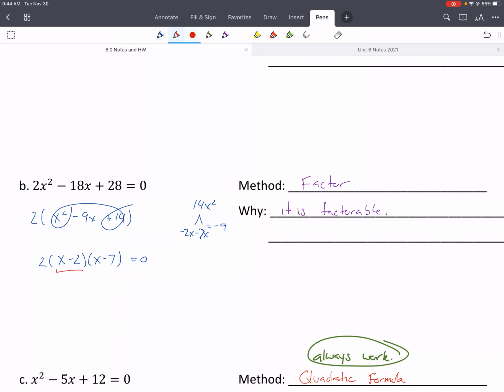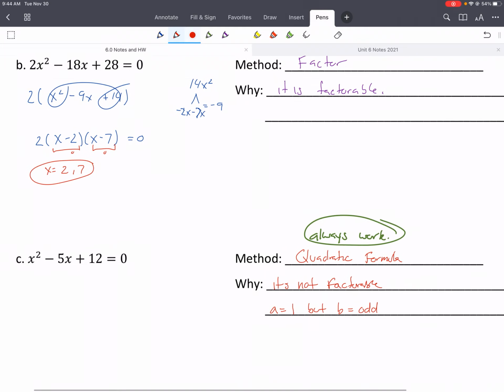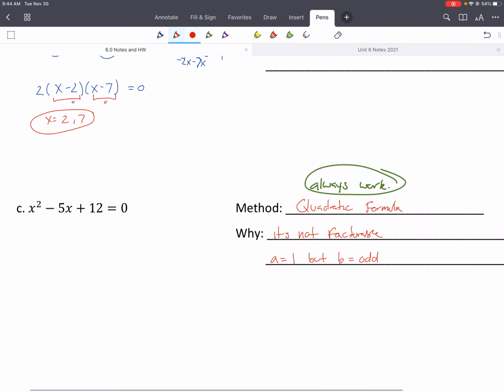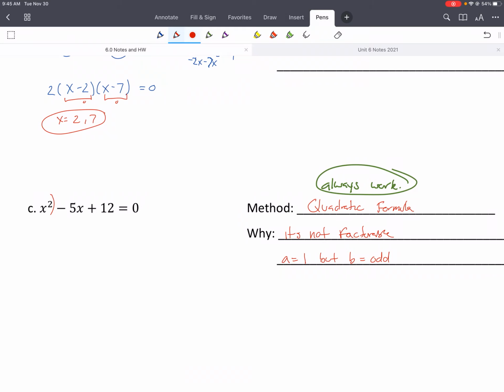So again, what makes that be 0? Well, x would have to be 2. Or what makes that be 0? Well, then x would have to be 7. So those are your solutions, and that's super quick. So if you can factor, that's a good choice. And then C, you wouldn't want to factor because there's nothing that multiplies to 12 and adds to a negative 5. So that doesn't work.